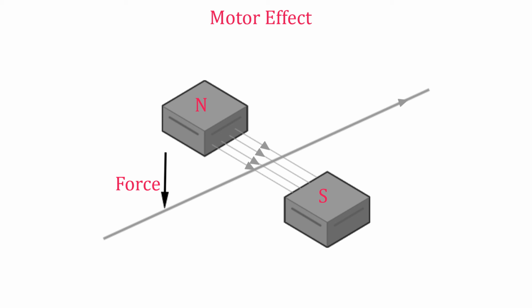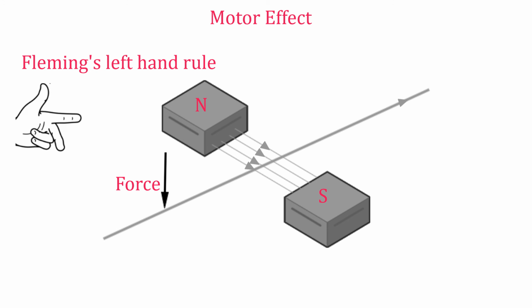But what is the direction of this force that is produced? To determine the direction of the force produced, we use Fleming's left-hand rule. The rule states: hold the thumb and the first two fingers of the left hand at right angles to each other, with the first finger pointing in the direction of the field and the second finger in the direction of the current. The thumb will then point in the direction of the thrust or force.